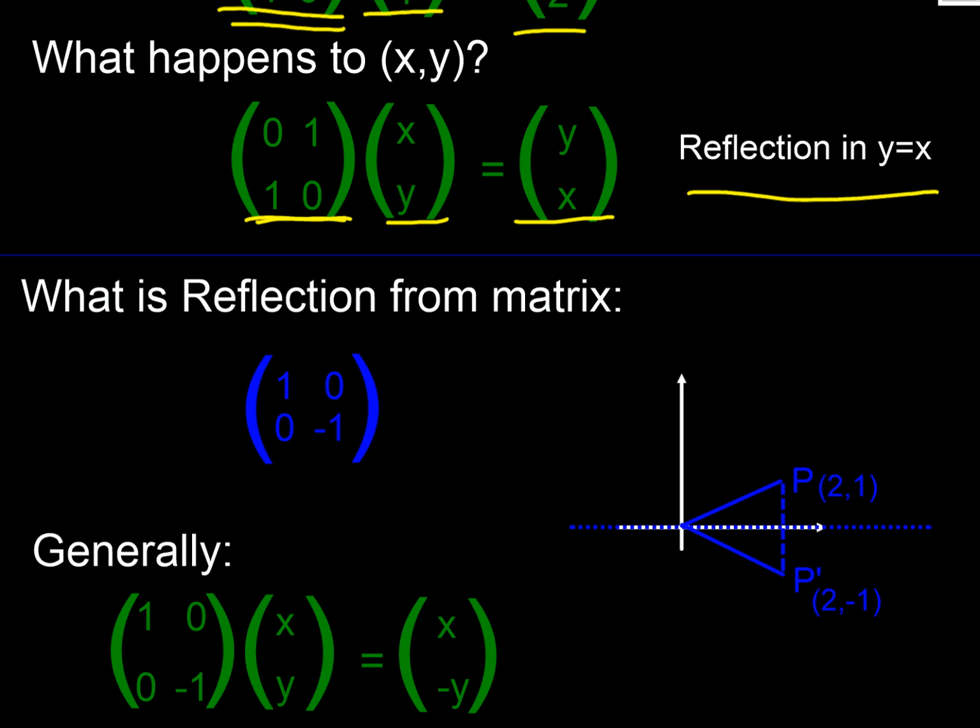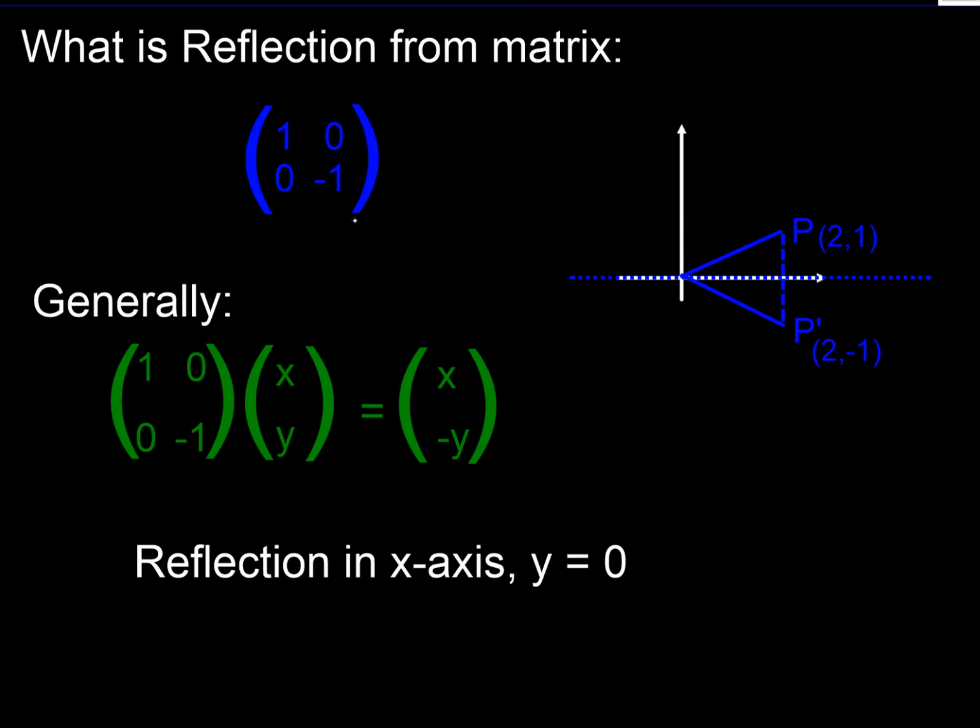Let's have a look at some other reflections. Let's have a simple matrix, this one here, 1, 0, 0, minus 1, and if we multiply that by xy we get x, minus y.